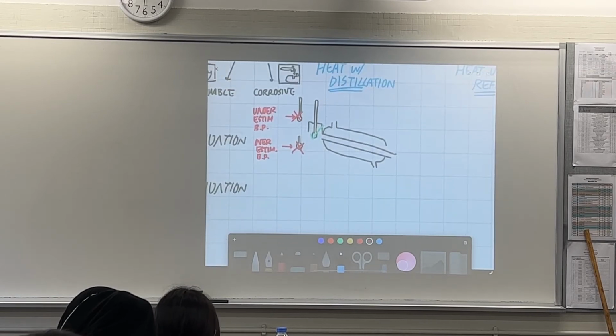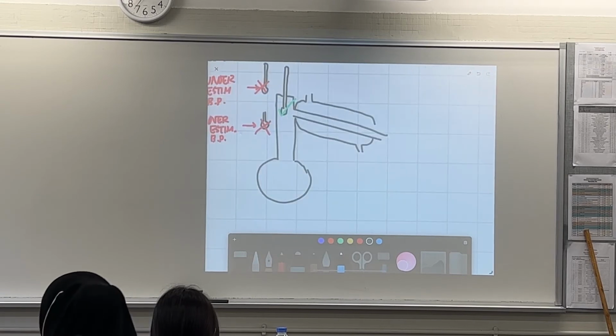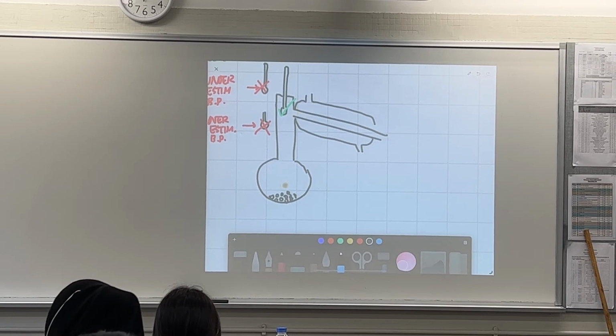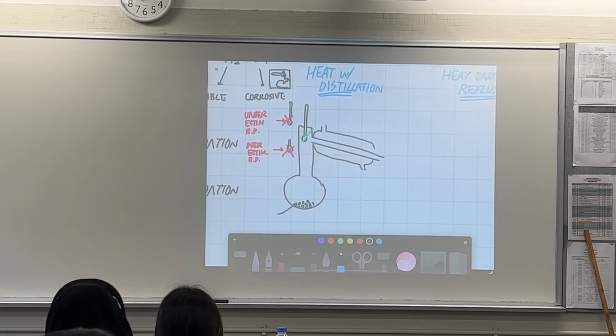So let's complete the rest of the diagram. We will have a round bottom flask in here with some anti-bumping granules inside. We don't want any bumping, because whenever there is bumping, some of the liquid will bump out of the round bottom flask into the condenser, which is unintended. Only things with the right boiling point should be able to enter the condenser. If bumping occurs, you cannot stop the irrelevant substances from going into the condenser. So this is why anti-bumping granules are also pretty important.